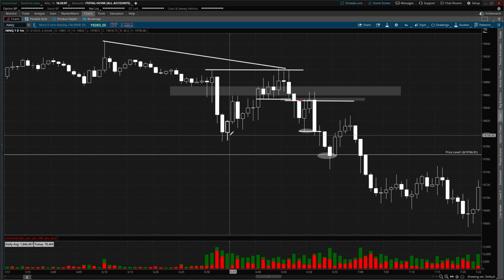But that's going to be it. Very simple. This is my March 10th trade, one and done. Very good quality trade, and we're going to continue on to tomorrow.